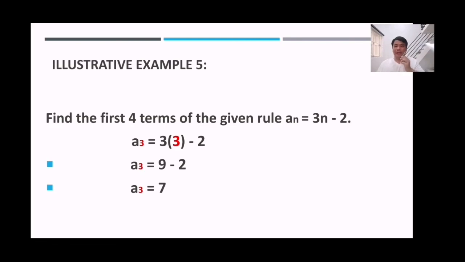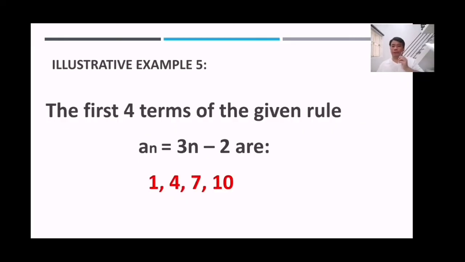Nakasunod? Okay. Let's move on with the fourth and last term. Yung hinahanap na first 4 terms. So, this will be the last term. So, n becomes 4 as well as this one. 3 times 4 minus 2. 3 times 4 is 12. Baba ito. 12 minus 2 is 10. Okay, so that will be the first 4 terms of the given rule, a sub n equals 3n minus 2, are 1, 4, 7, and 10.